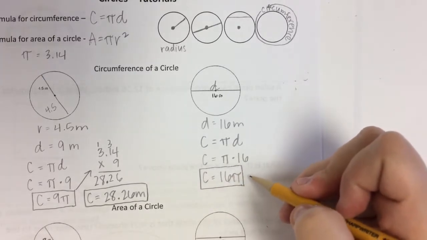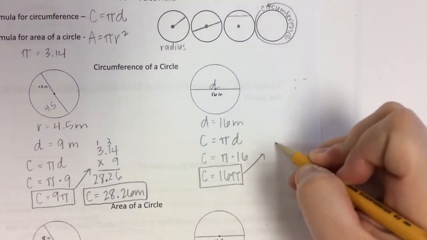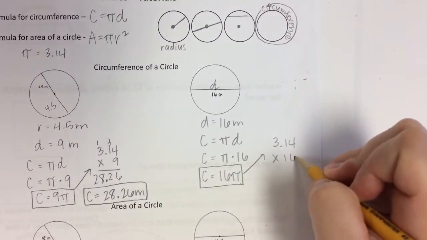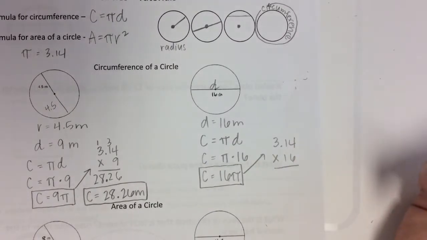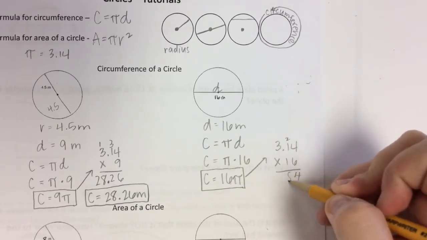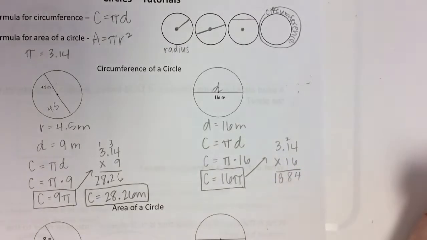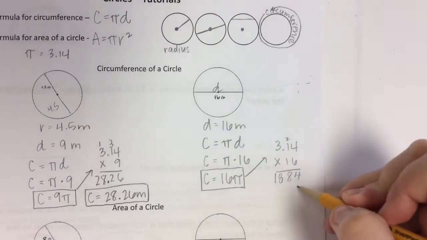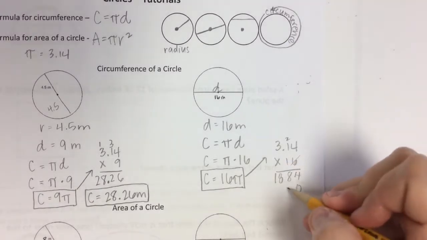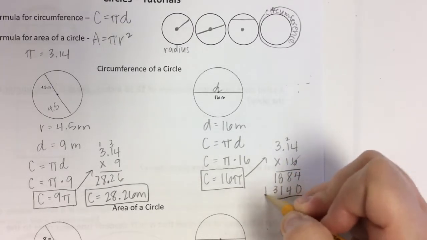If we looked at our answer choices and they're going to have us go ahead and find a decimal, so we're going to come over here and stack it and multiply. So 3.14 times 16. So 6 times 4 is 24. And then 6 times 1 is 6 plus 2 is 8. 6 times 3 is 18. Second row of multiplication, put that 0 in there and we're going to go with the 1. 1 times 4 is 4. 1 times 1 is 1. 1 times 3 is 3.